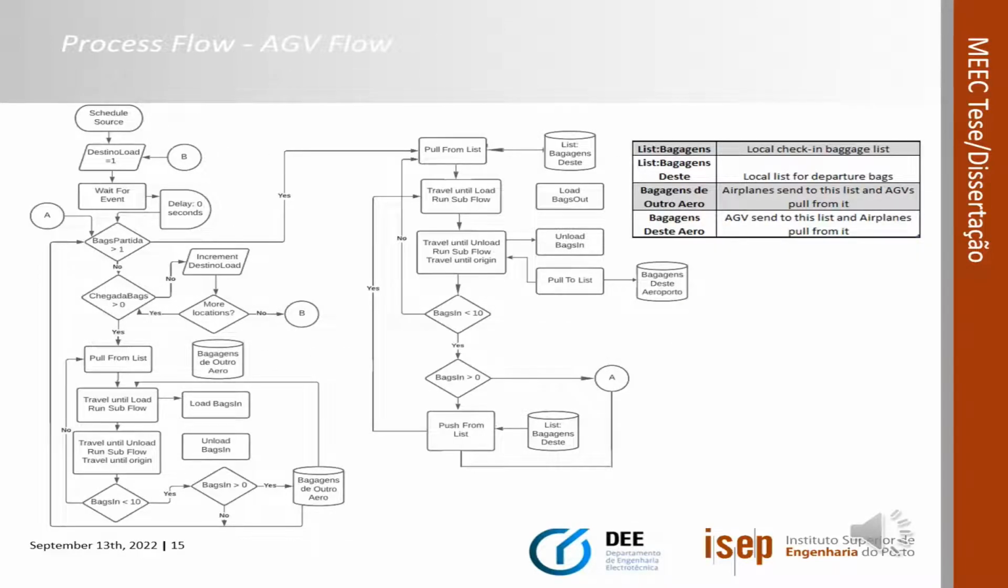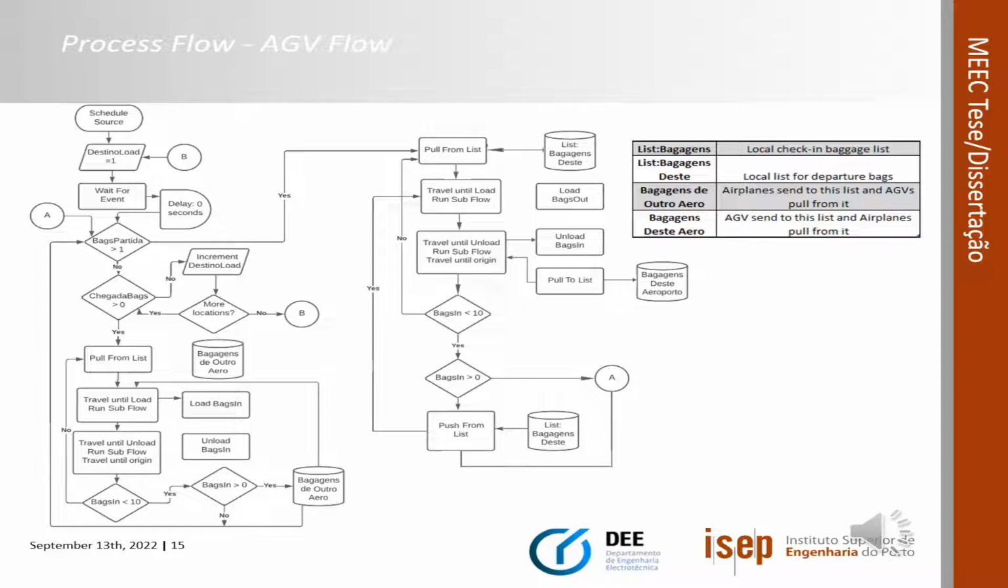Regarding the flow of the AGVs, similarly to what happens with airplanes, they will only move when there is baggage to be transported. The AGVs are divided into two groups with the same number of elements. That is, if there are 10 AGVs, they will be divided into two groups of 5. This method was implemented for two specific situations: when two flights arrive practically at the same time, and for cases where baggages appear at the terminal at the same time a plane arrives.